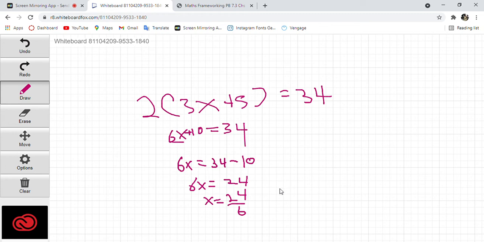It's a coincidence that it's the same answer as the first question I did, but don't think it's always the same, but this is the method of doing it. So then x equals to 4. We got the answer. Yay!